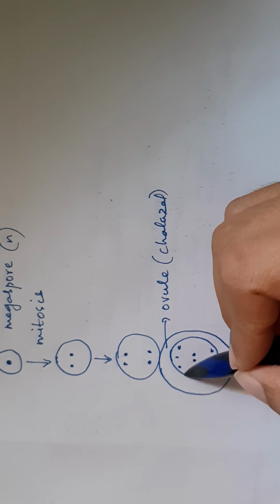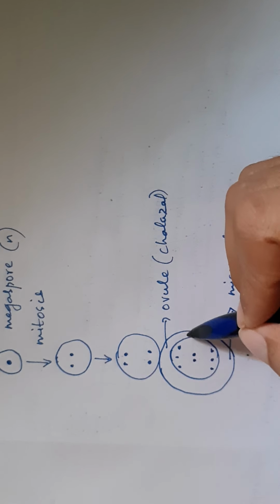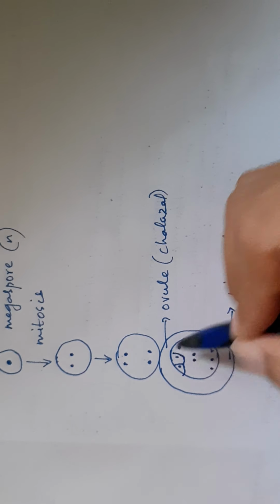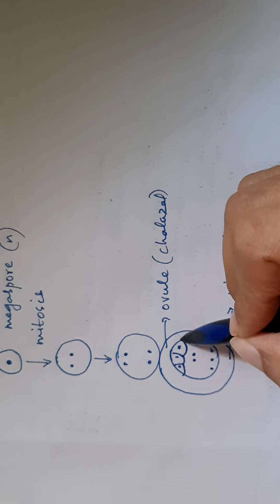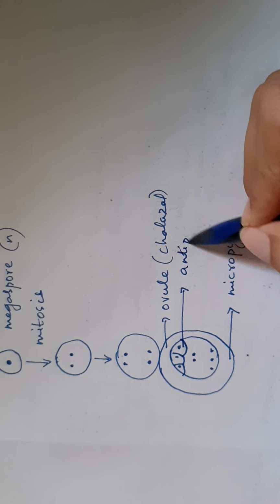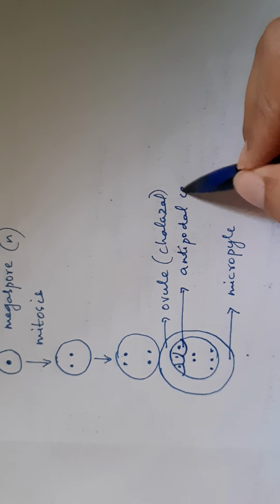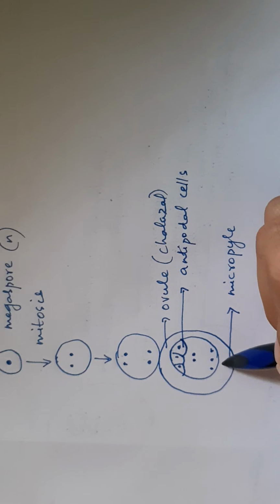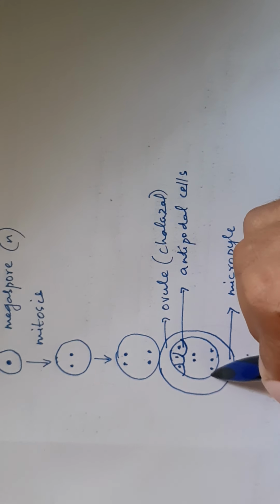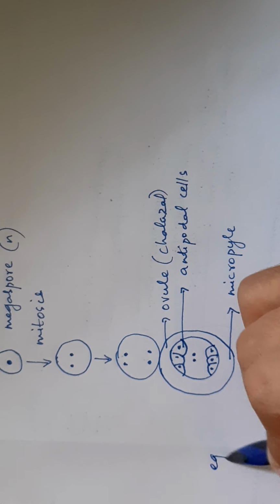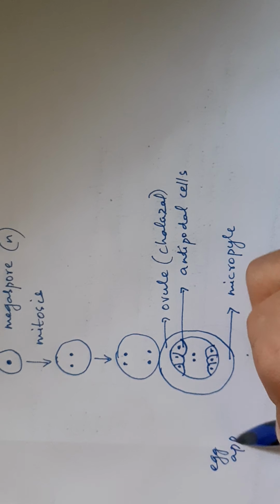Later on, cell walls will be added around each of the nuclei. Cell walls will be added around the nuclei present in the chalazal end. These cells are called antipodal cells. So antipodal cells are found near the chalazal end. There are also 3 cells in the micropylar end. These 3 cells together are called the egg apparatus.